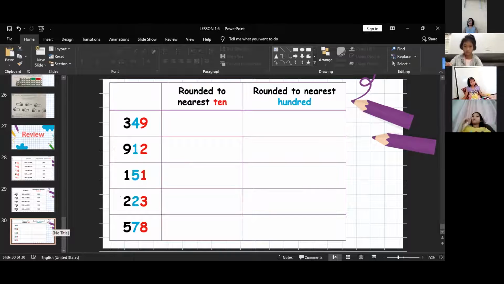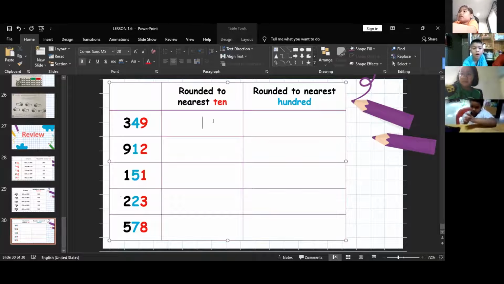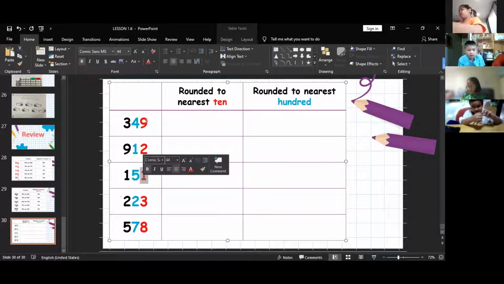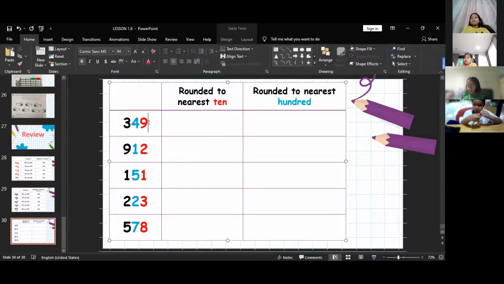Those who don't understand, please raise your hand. Okay, I see. Khan? Okay, Khan, can you open your microphone? Khan, here in number one, we have 349. Okay, 349 rounded to the nearest 10. What is your answer? Nearest 10, we're going to see the last number. This one, the color red. What is the last number here, Khan?